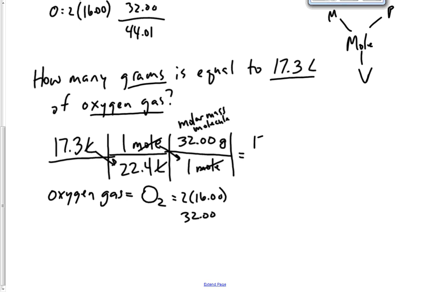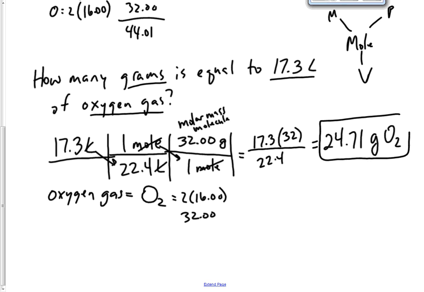go across the top, so 17.3 times 32 divided by 22.4 gives 24.71 grams of oxygen, of O2. Okay, let's do another one.